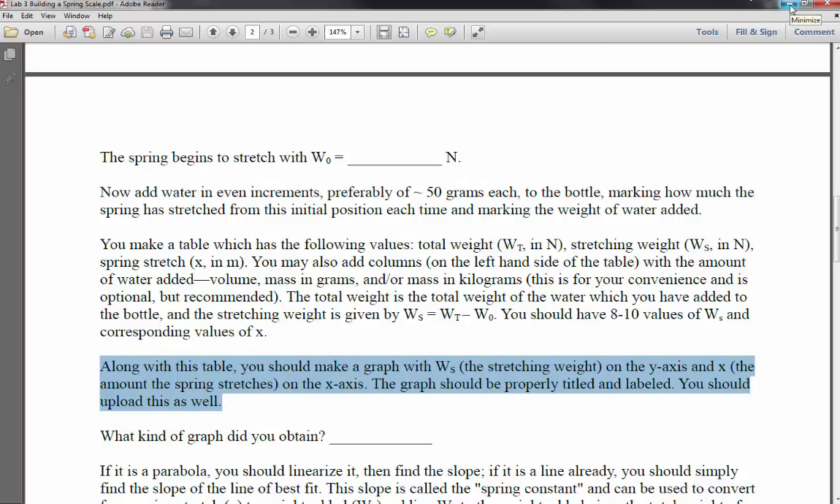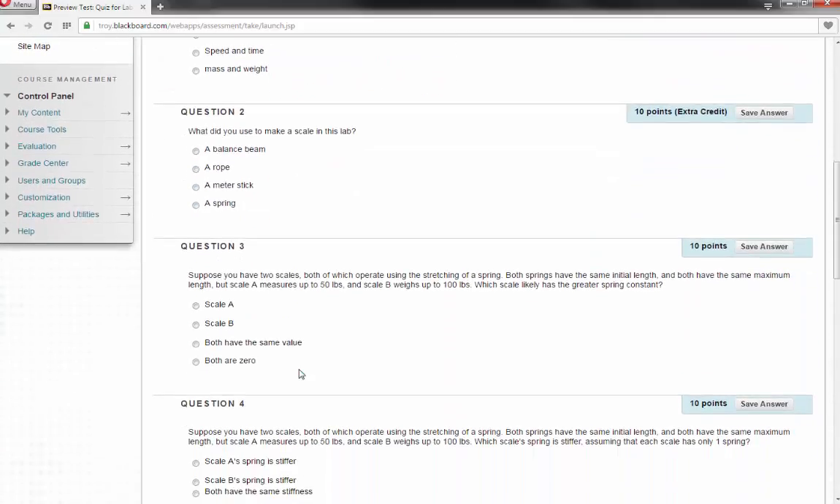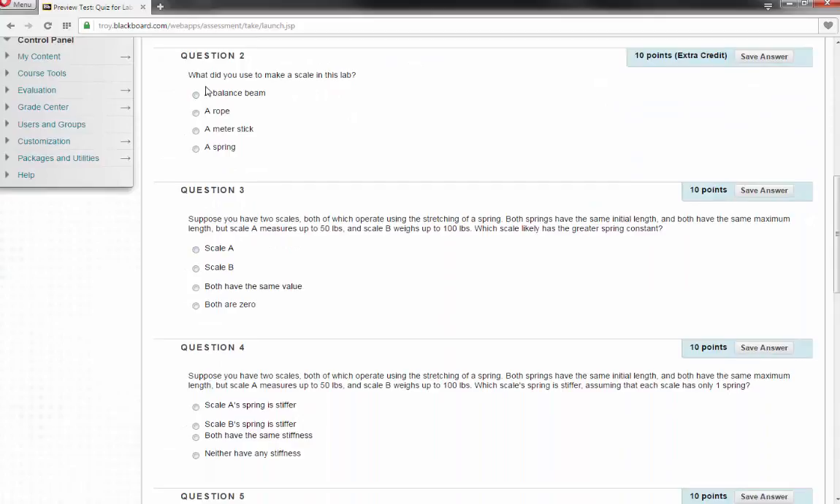So we're basically making a graph of weight versus stretch. So looking down here, there's an option for weight and stretch. We select that. Then it says, what did you use to make a scale in this lab? The scale itself, to clarify, is the thing that you're actually using to measure the weight with. It's the thing that's actually changing as you add more weight to it. So that would be a spring.